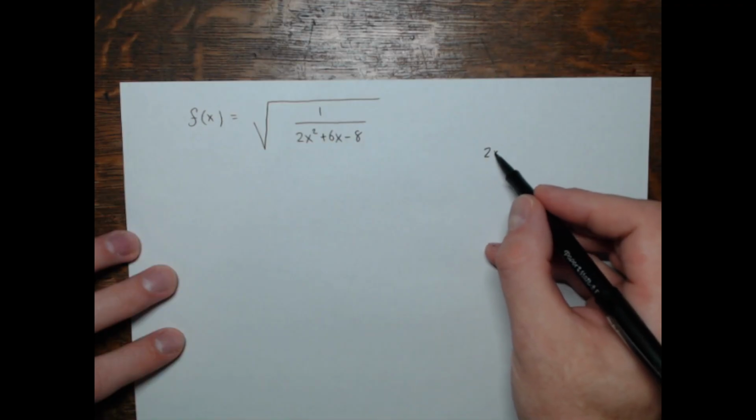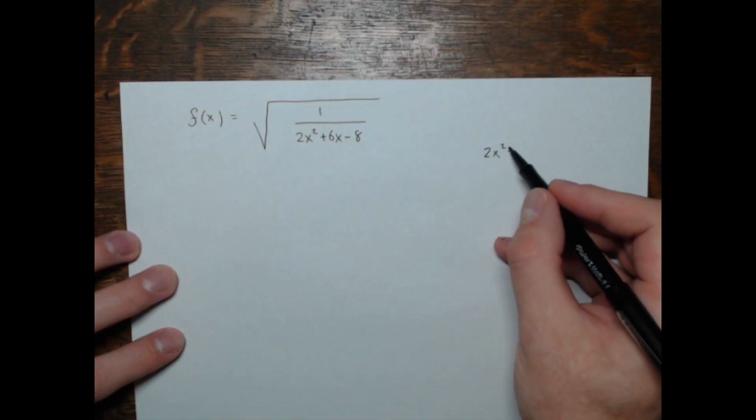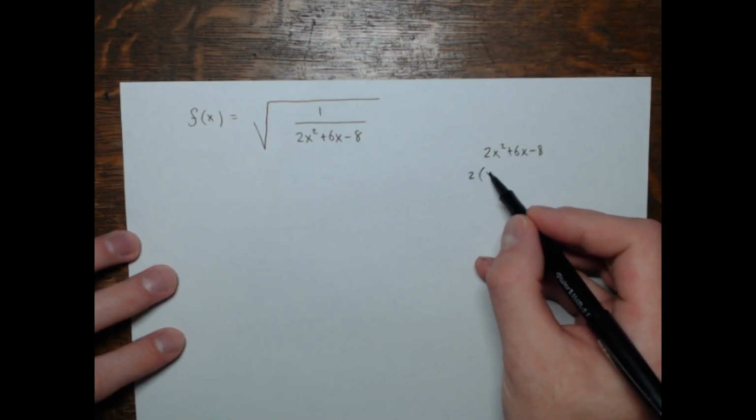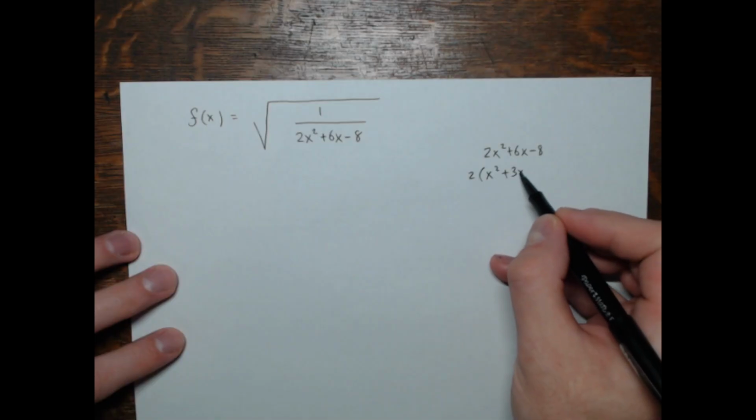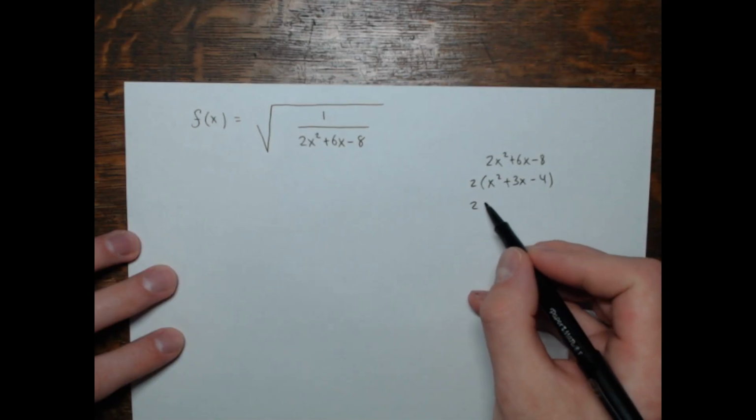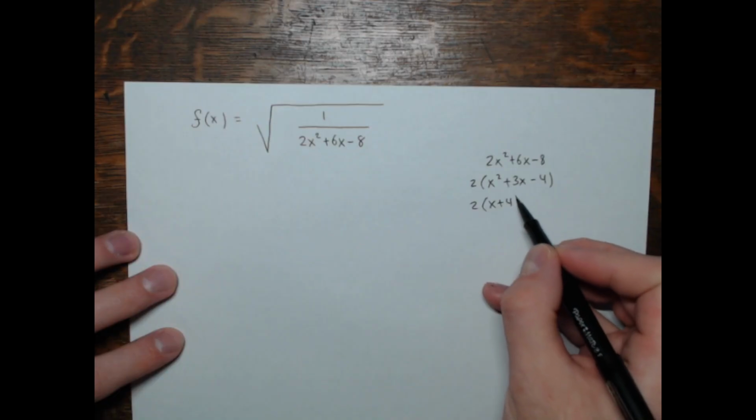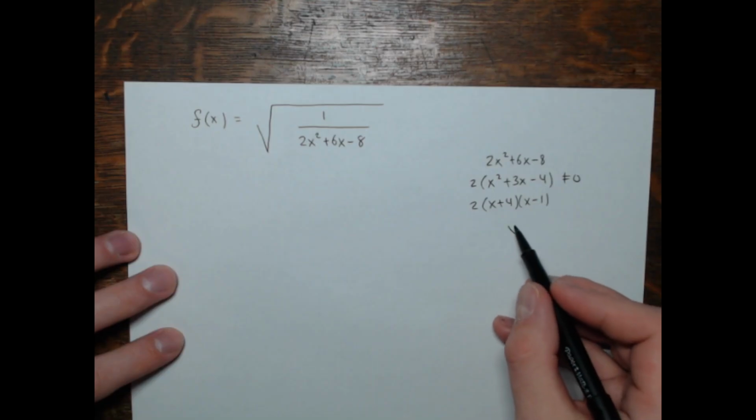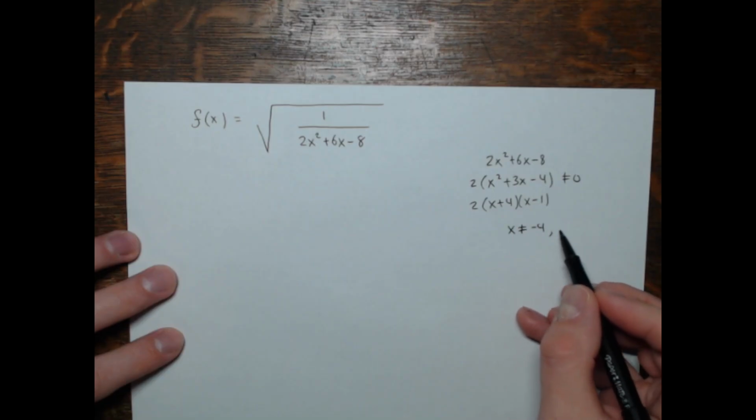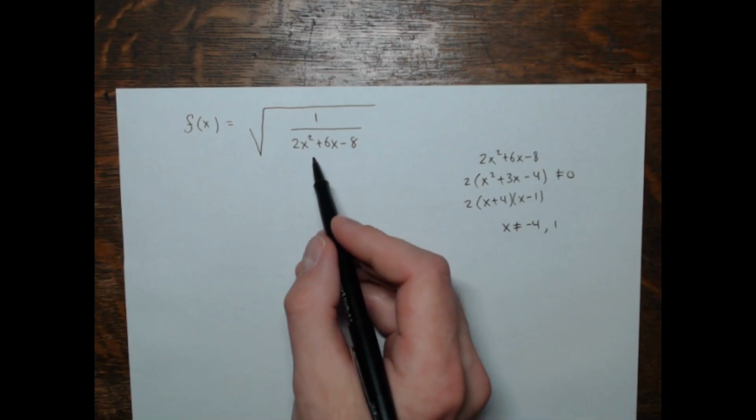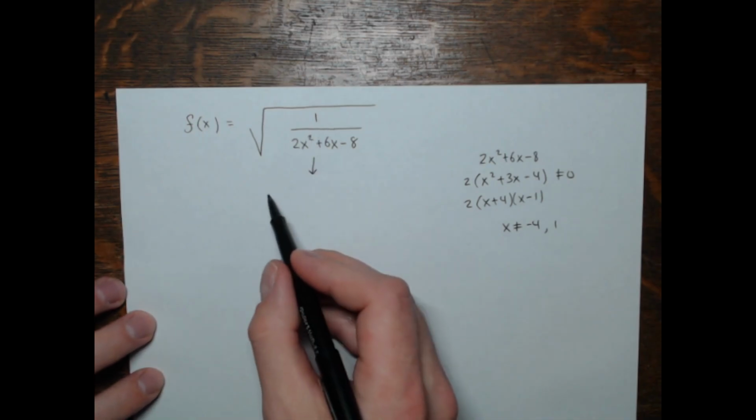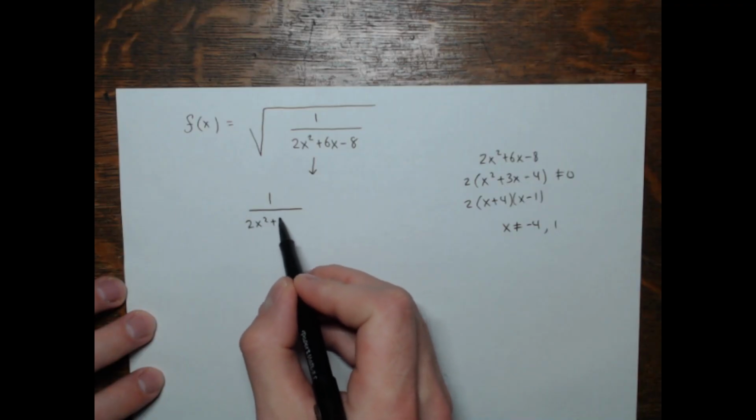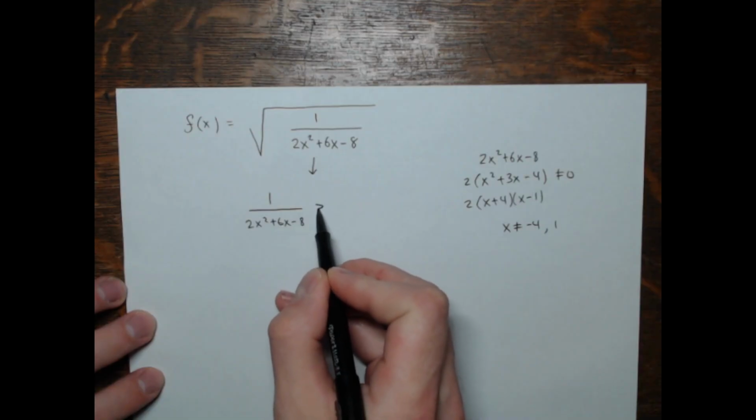So I'm going to take a look at the denominator there, 2x squared plus 6x minus 8. I could factor a 2 out of this. Then we'd have x squared plus 3x minus 4. And then that would factor to x plus 4 times x minus 1, right? So again, that can't be 0. So that means x cannot be negative 4 or positive 1. And then what we need is this expression inside here. We want to find where this is greater than or equal to 0.